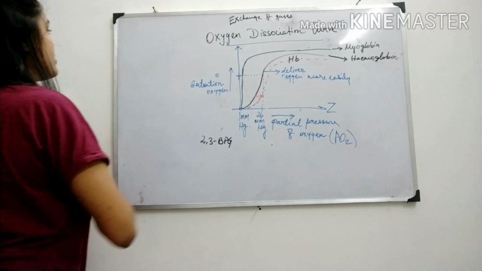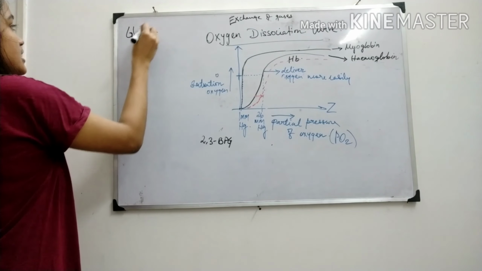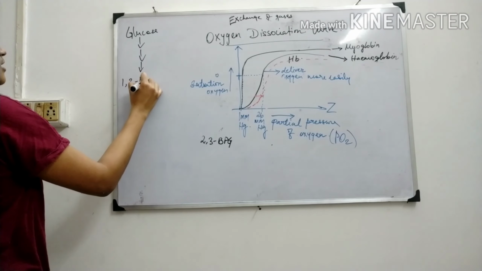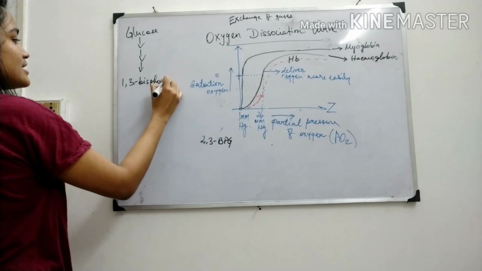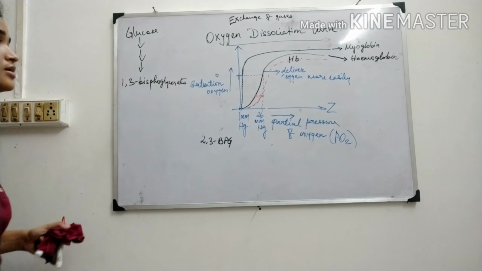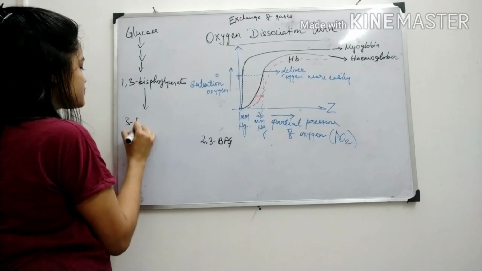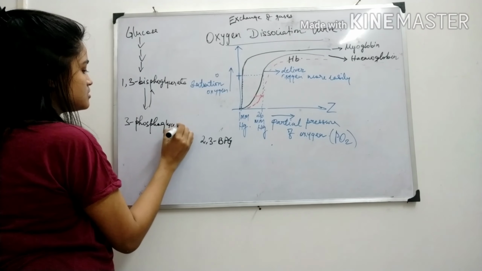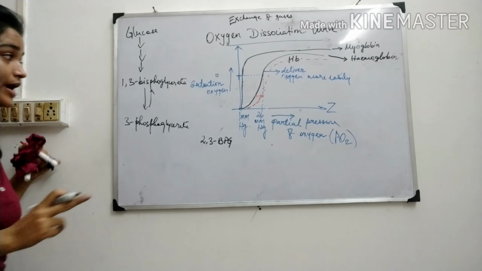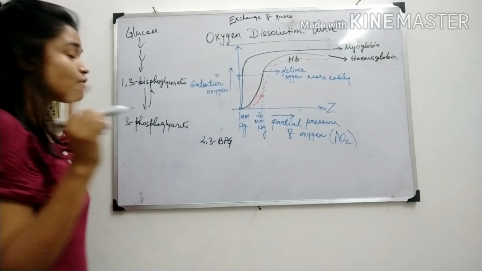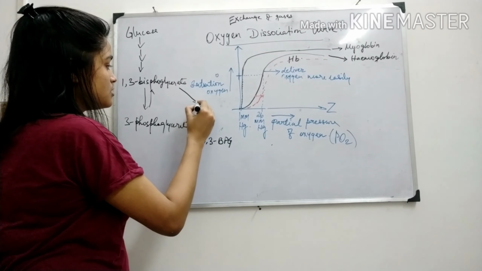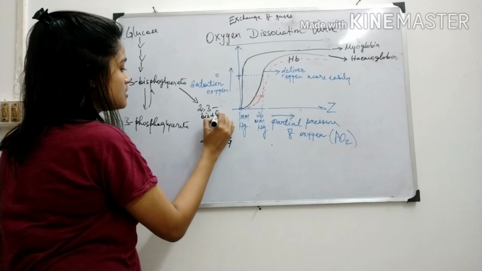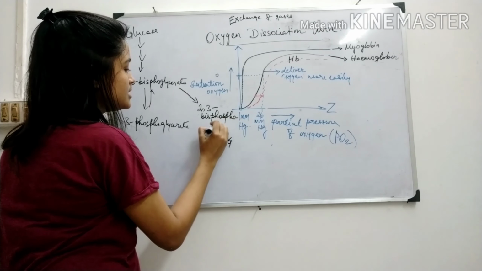In glycolysis, we have seen glucose undergoing so many reactions, and finally it is forming 1,3-bisphosphoglycerate. This is one intermediate that is formed. This forms 3-phosphoglycerate. This we have discussed, that this is a substrate level phosphorylation. This 1,3-bisphosphoglycerate can undergo reaction and it can form 2,3-bisphosphoglycerate.